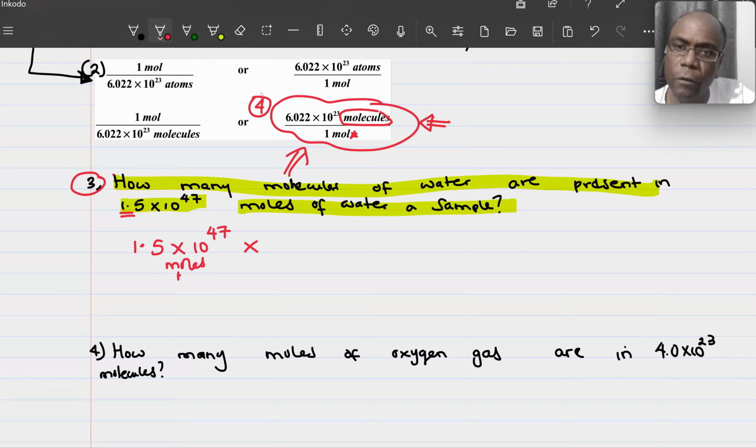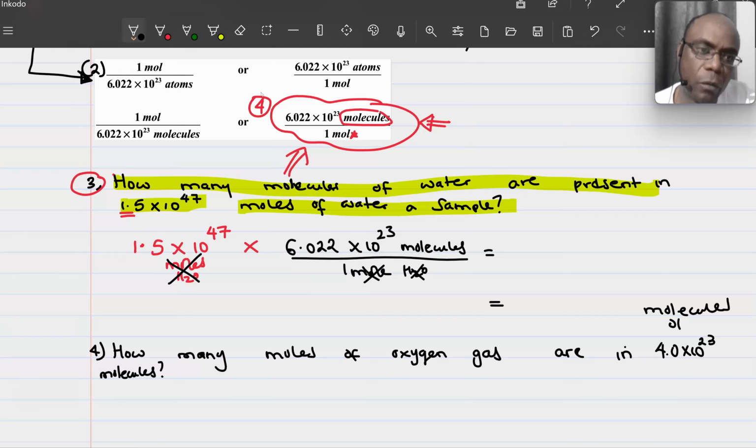Our answer would read molecules of water because we did not cancel out the molecules unit in our calculations. All that is left is to punch in the numbers, and once I punch in the numbers, what I'm getting here is 9.033. Let me write that first. So I'm getting 9.033 times 10 to the power 70 molecules of water, or water molecules.